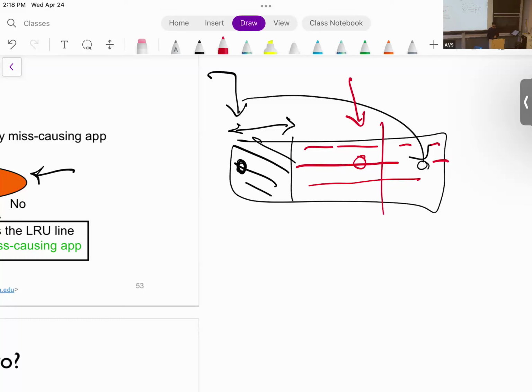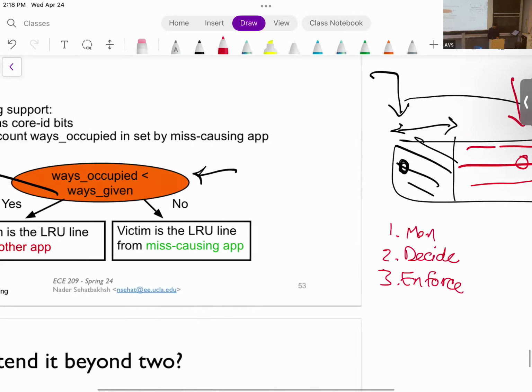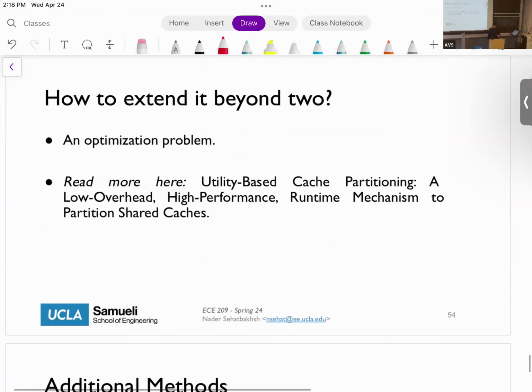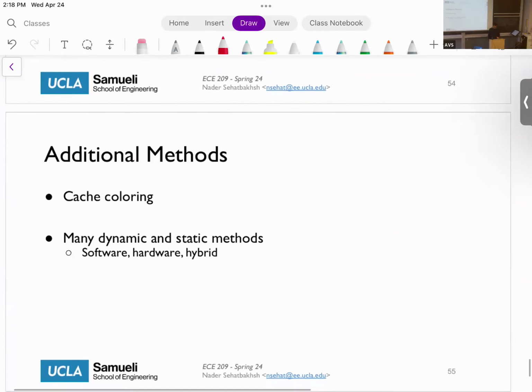Okay. So essentially the idea is three steps, right? One is monitoring, then two is deciding the partition, and then three is enforcing the partitions, right? So this is the idea of this monitoring. And then you can repeat this over and over again if you need to. And as I said, if there are more than two, there are greedy algorithms that one needs to use and so on and so forth.